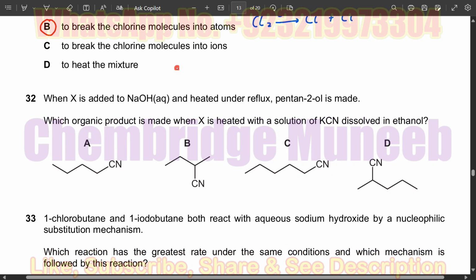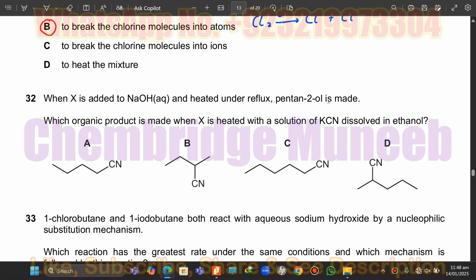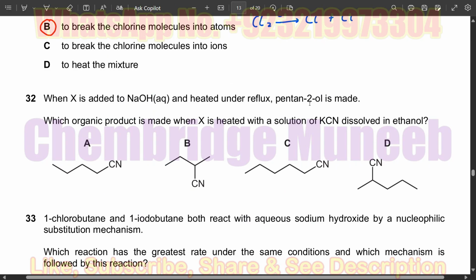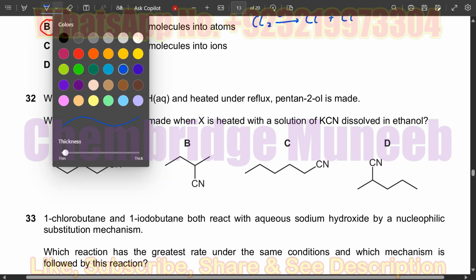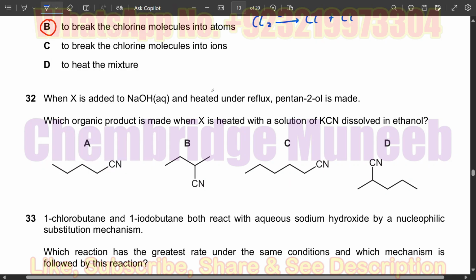Then question number 32. When X is added to NaOH and heated under reflux, pentan-2-ol is made. Which organic product is made when X is heated with a solution of KCN dissolved in ethanol? So what we can expect here is that the compound pentan-2-ol was produced. The structure of pentan-2-ol is like this.